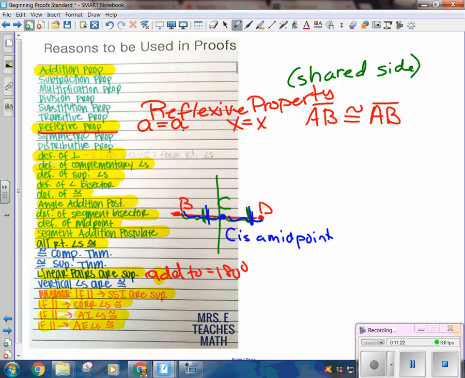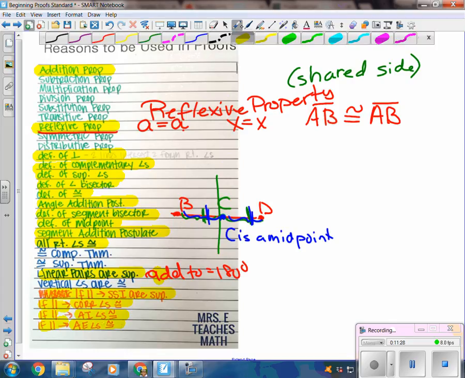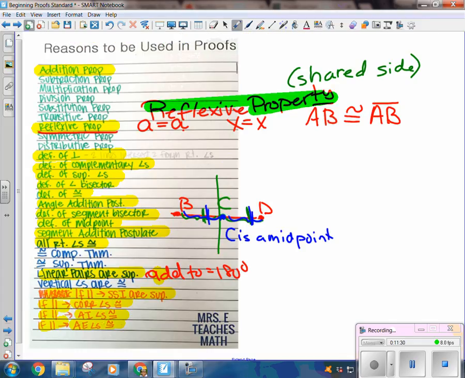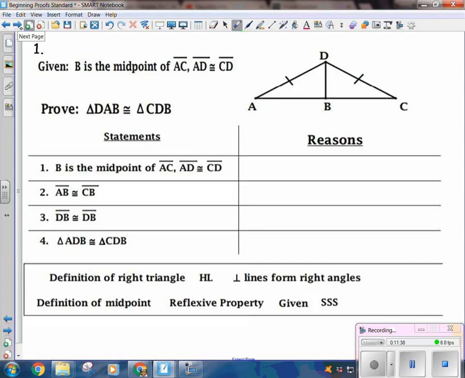Those are all things we talked about. So these are just some of the reasons that you might come up with. Again, I do want you to know some of those, and reflexive is one that I've not really gone over with you, but it's not a hard thing. Anything that equals itself is going to be using the reflexive property.